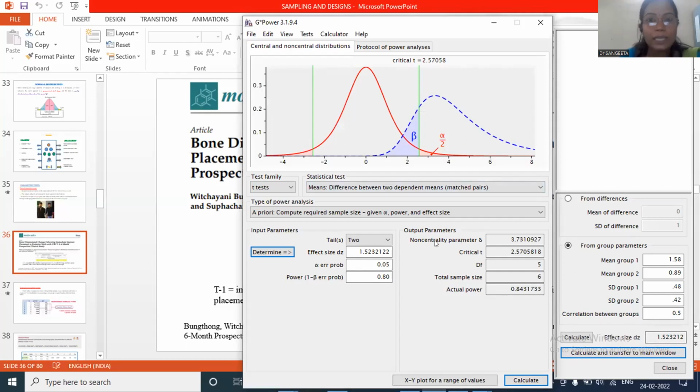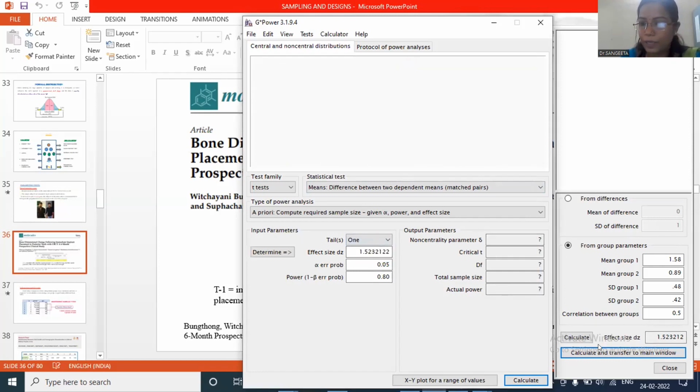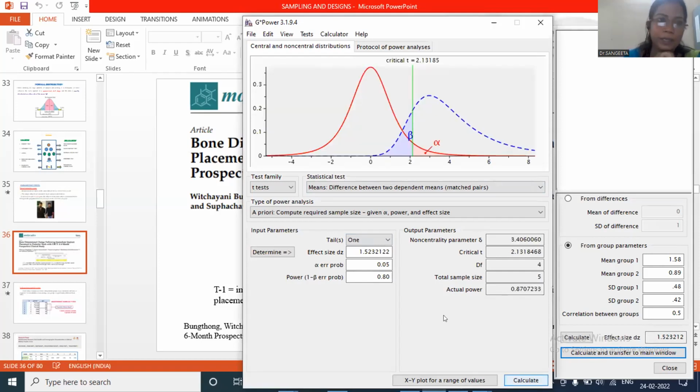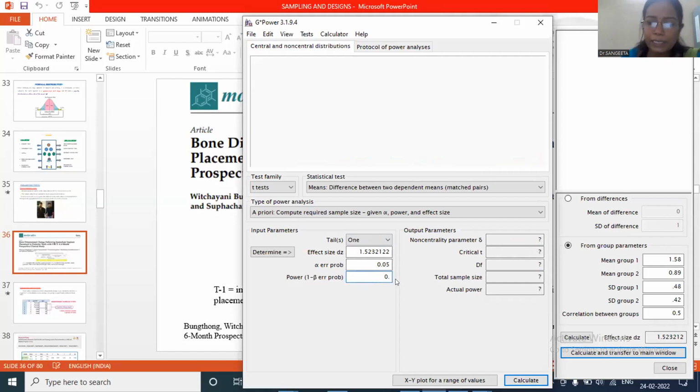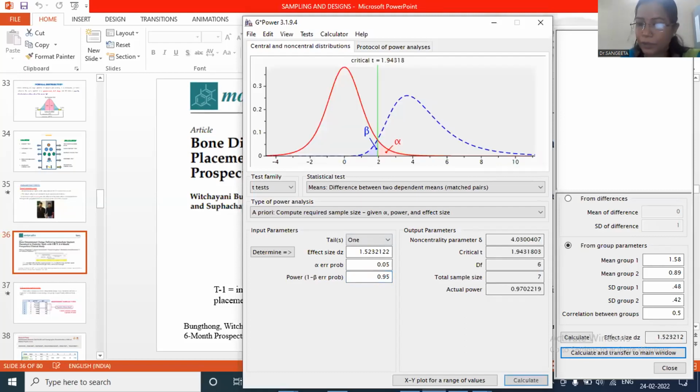Now with the same example, I'll try to show you how it changes. I'm just converting from 2 tail to 1 tail. Everything else is going to remain the same, and I'm saying calculate. Look at it now. The sample size is reduced. What will happen if I increase the power now? I'm going to make it 95%. I want my study to be very strong. And I'm going to say just calculate.